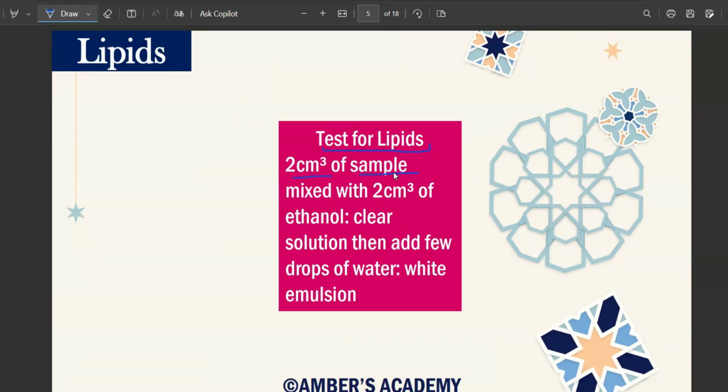So 2 centimeter cube of lipid sample, and you'll have to mix it up with 2 centimeter cube of ethanol. Ethanol is an alcohol, and then you'll find a clear solution. When you add a few drops of water, you'll see a white emulsification being formed on the top surface of the test tube. Emulsion or emulsification is the final result of the lipid test. So you take 2 centimeter cube of sample, 2 centimeter cube of ethanol, add a few drops of water, and you'll find a white emulsion layer on the top of the surface. Okay?